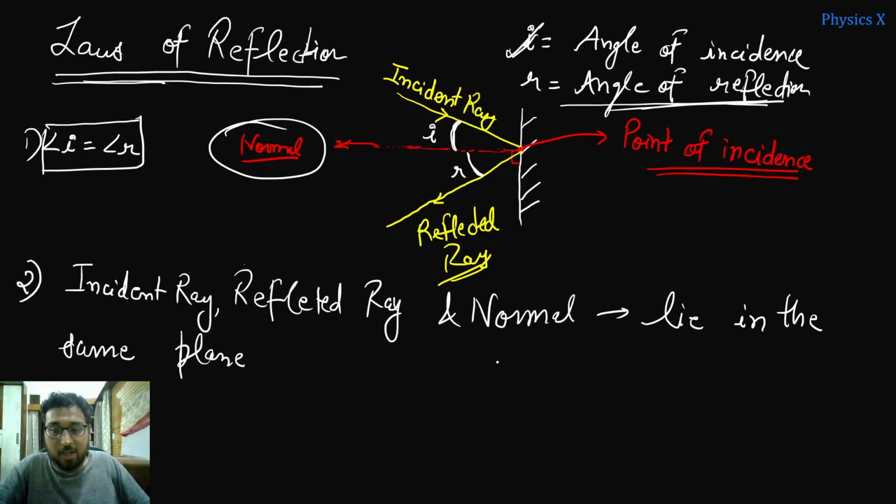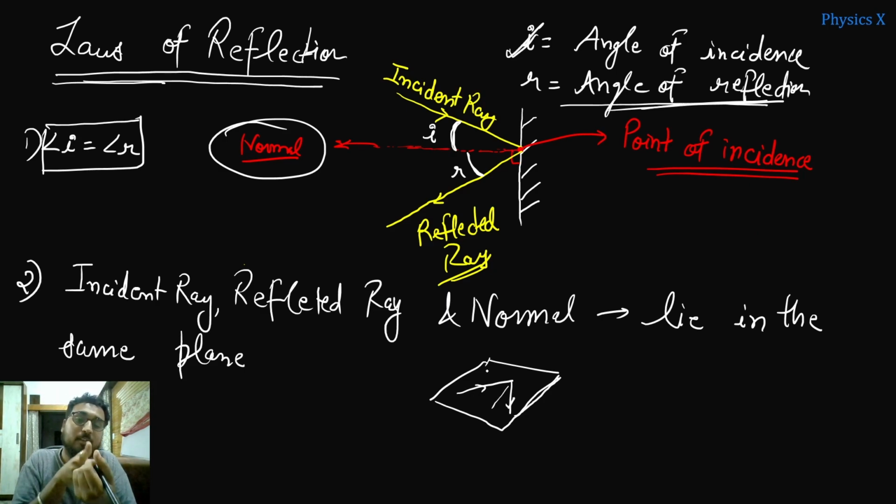So what this law is telling is that all these three will be lying on the same plane. That means all three will be aligned one over the other, not like this. If this is your incident ray, the reflected ray will be in this plane only. The normal also will be like this, not like this. If the incident ray is like this, then the reflected ray cannot be like this. They will be in the same plane. That is the meaning of the second law. So these are the two laws of reflection.